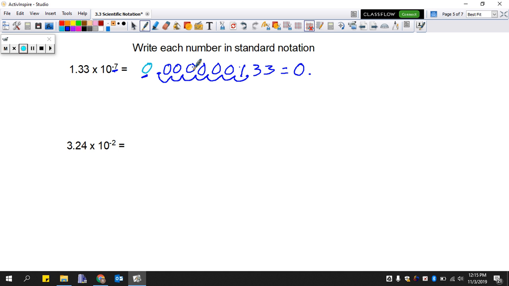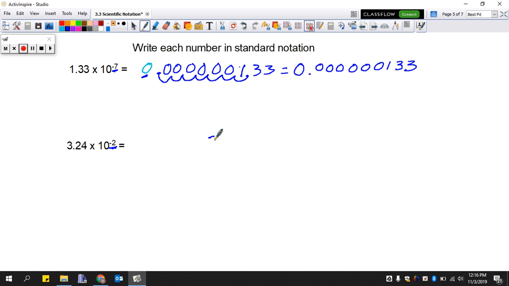All right. The next one, 3.24 times 10 to the negative 2. It's a negative exponent, so we know we're going to end up with a decimal, which means we're going to move to the left. I'm going to start off to the right a little bit more to give myself a little bit of room. 3.24. I move it left 2 times. 1, 2. So this only has the 1 zero. So I rewrite that as 0.0324.